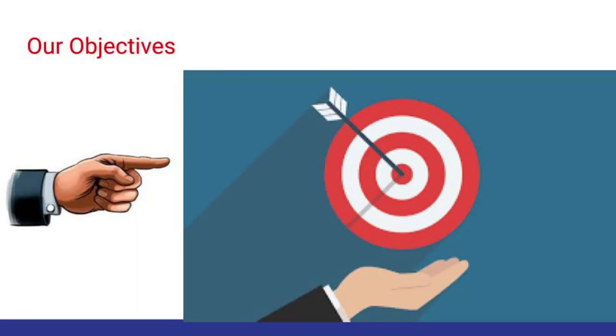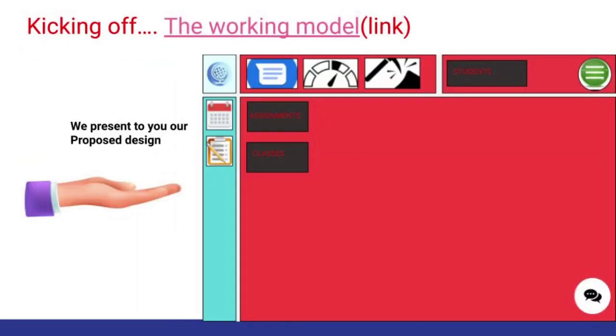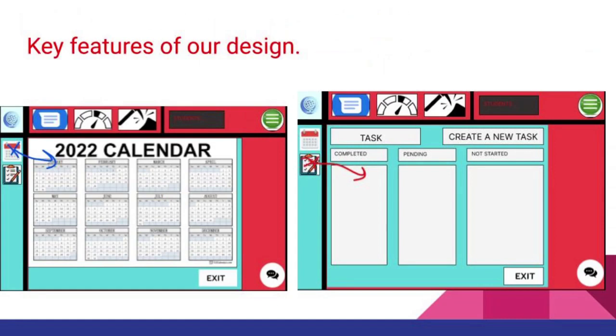Now we kick off with the picture of our design. Now let us start with the key features of our design. Firstly is the calendar. This is the picture on the left. The calendar will be used for assigning tasks and planning ahead.